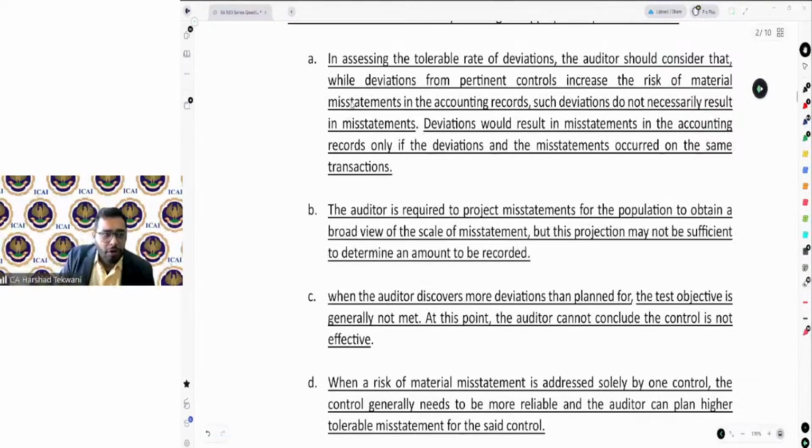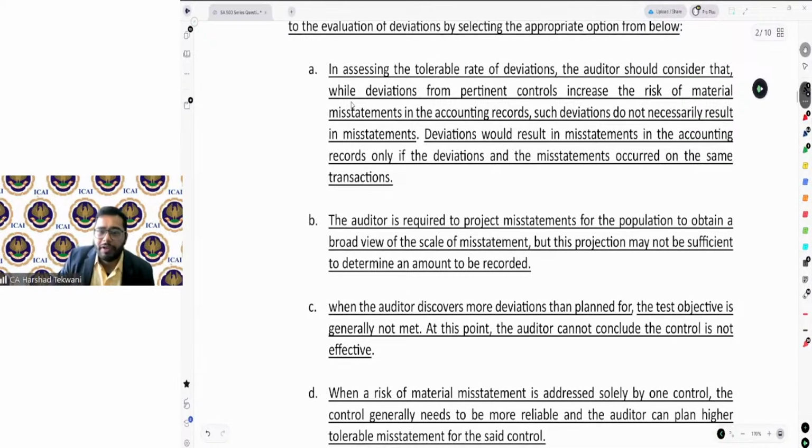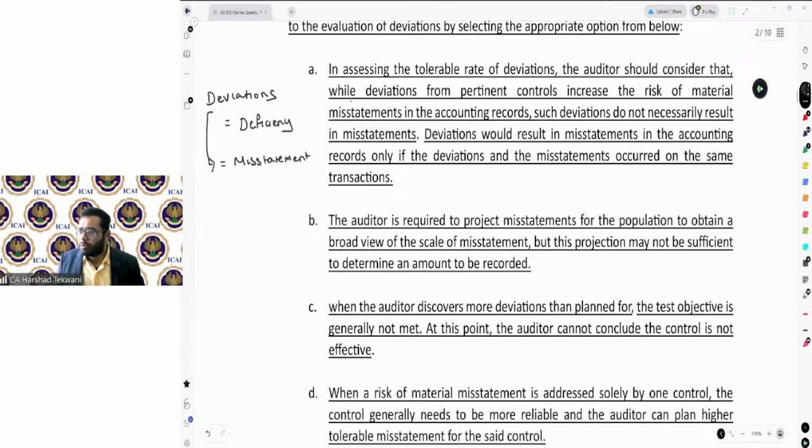So just now we saw that deviations can be equal to deficiency. Can it be equal to misstatement? Can I say deviation is equal to misstatement? Very important things. These are the basic concepts. We use these terms interchangeably, but they are not. Can I say a deviation is equal to misstatement?